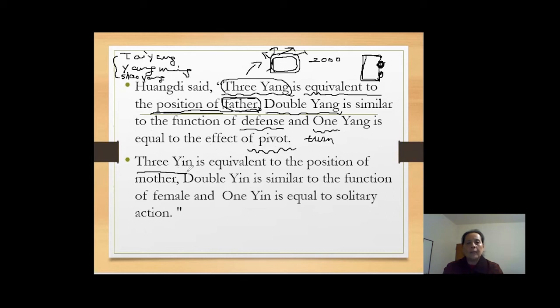And the three yin, the position is like the mother. In the ancient time, the mother mainly performed work in the home. And the double yin, two yin, look like the female function. So still pretty similar to double yang. We say the mother does all the work for the families, but the double yin performs part of the work in the families. So that's the same meaning, like Tai Yang and the double Yang, and the Tai Yin and the double Yin.